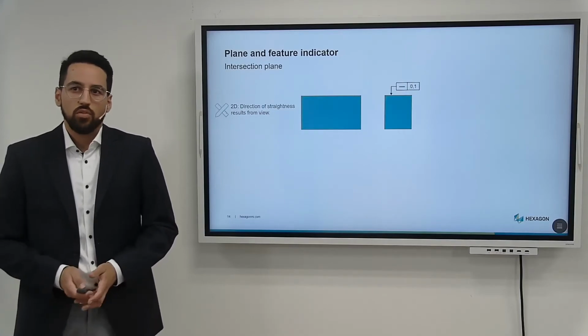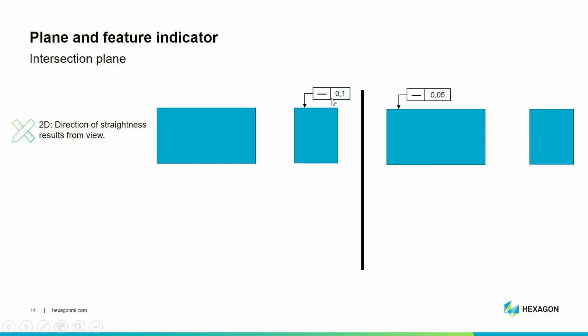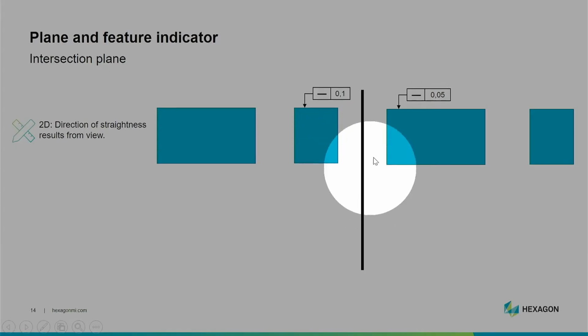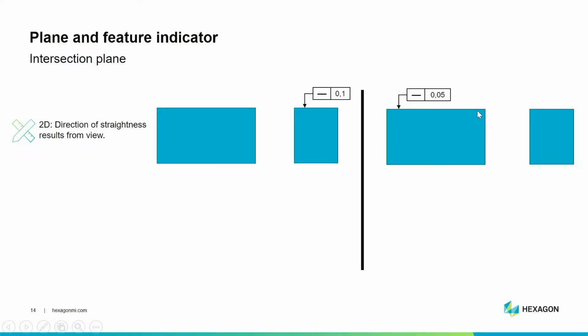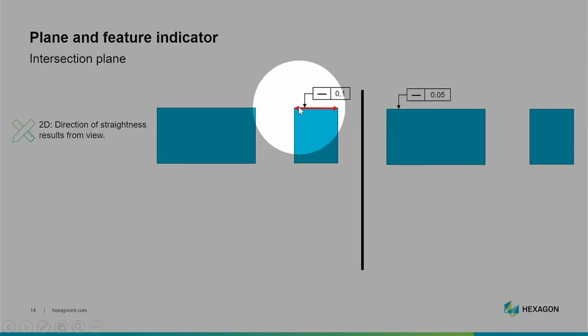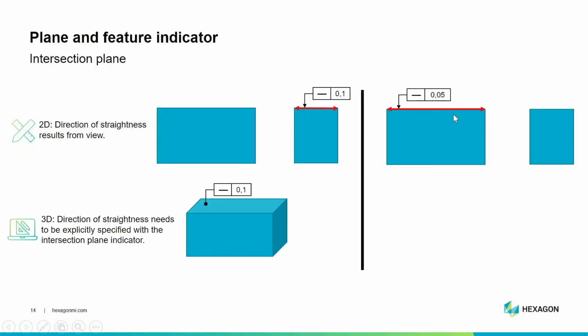So here you see a cube and a straightness on top of the cube. Then we have the same cube again, but now the straightness is attached to the long side of this cube. This means, like you can see here in red, we have to measure the lines here along the short side of the cube and on the other side along the long side of the cube.